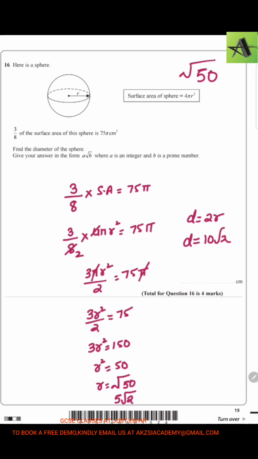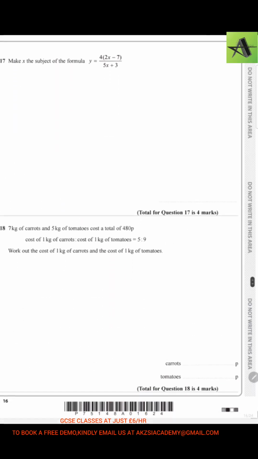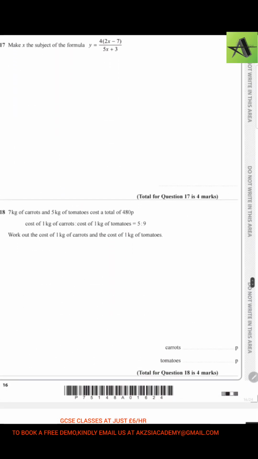Moving on to the next question, I'll write down the answer here as 10 root 2. Make x the subject of the formula. So it's simple. y equals 4 times 2, 8x, minus 4 times 7, 28, over 5x plus 3. If you want to make x the subject, you just have to bring all the x's to one side, and for that, obviously, I need to make them in one single line, no denominator. And for that, I'll be multiplying by 5x plus 3. This whole denominator, I need to multiply to both sides, so that I can remove the denominator.